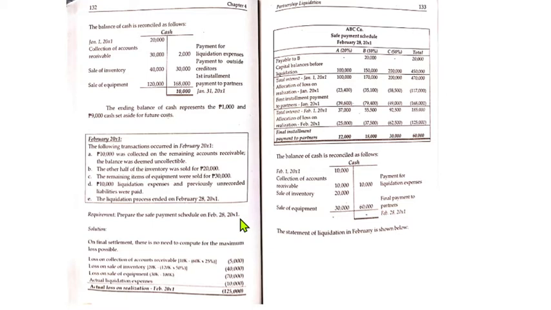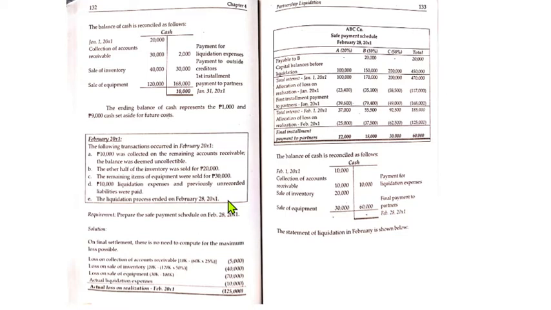So now we are asked to prepare the safe payment schedule on February 28, 20x1. So ano ang first step? You compute for the actual loss and then you compute for the maximum loss possible. Since ang sabi dito, the liquidation process ended on February 28, 20x1, wala na tayong kukompute na maximum loss possible dahil nag-end na yung liquidation process. So, ano lang i-compute mo? The actual loss on the realization on February.